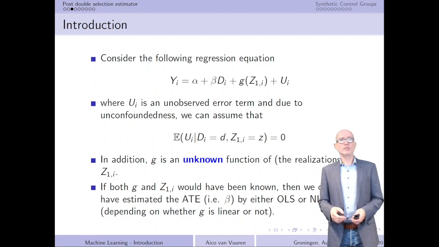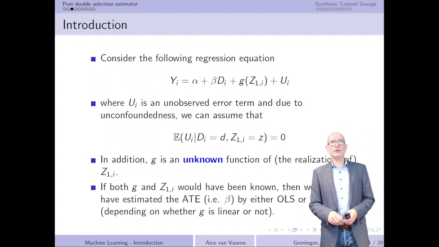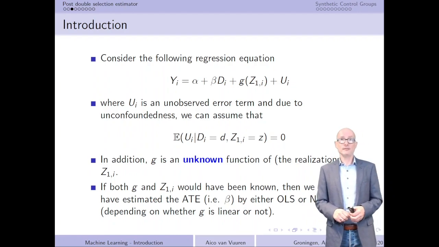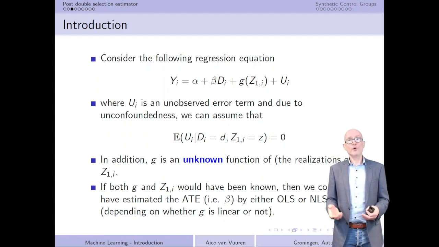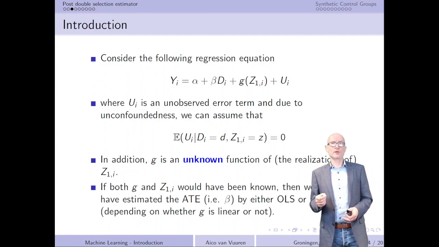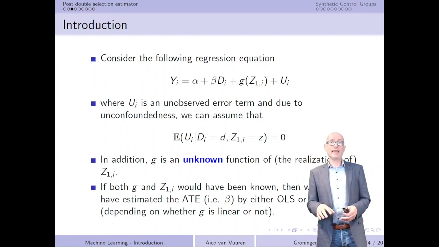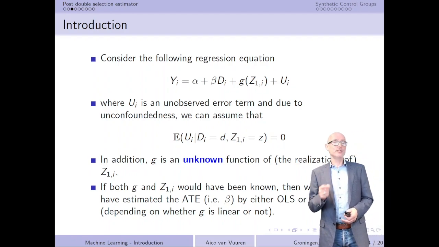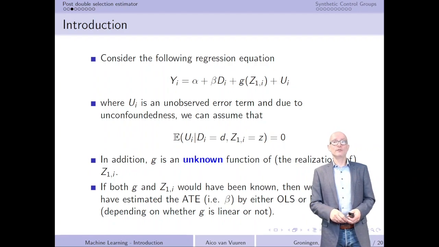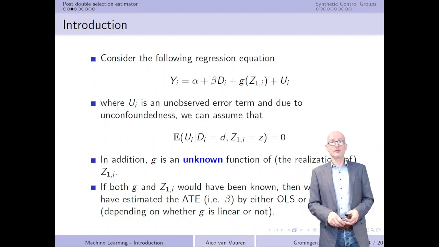At the moment that we make the assumption of conditional unconfoundedness, we can look at the following regression equation. We still have yi on the left hand side, and on the right hand side, alpha plus beta times di plus, and this is important, an additional function g(z1i), plus ui. Due to the conditional unconfoundedness assumption, we can expect that ui is uncorrelated with both di and z1i. So the mean of ui conditional on di and z1i is equal to 0. In addition, g is a so-called unknown function of the realizations of our z1i.